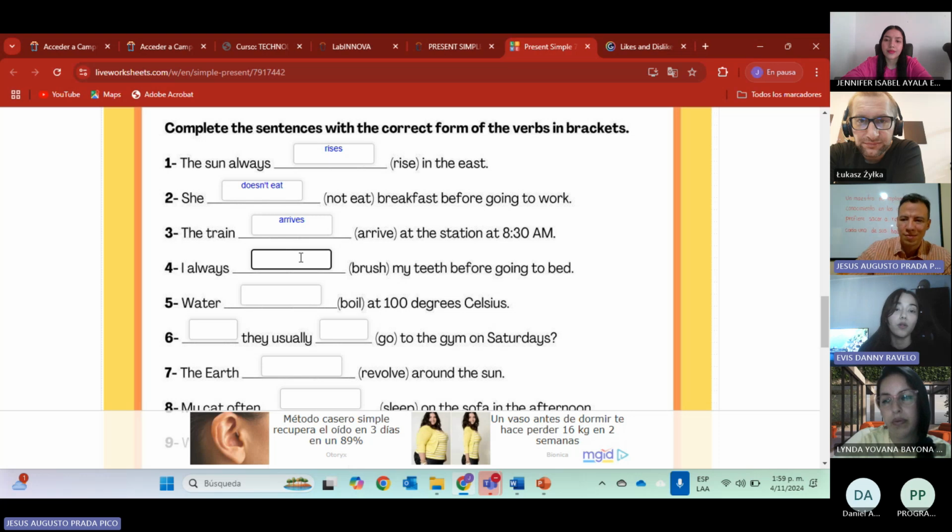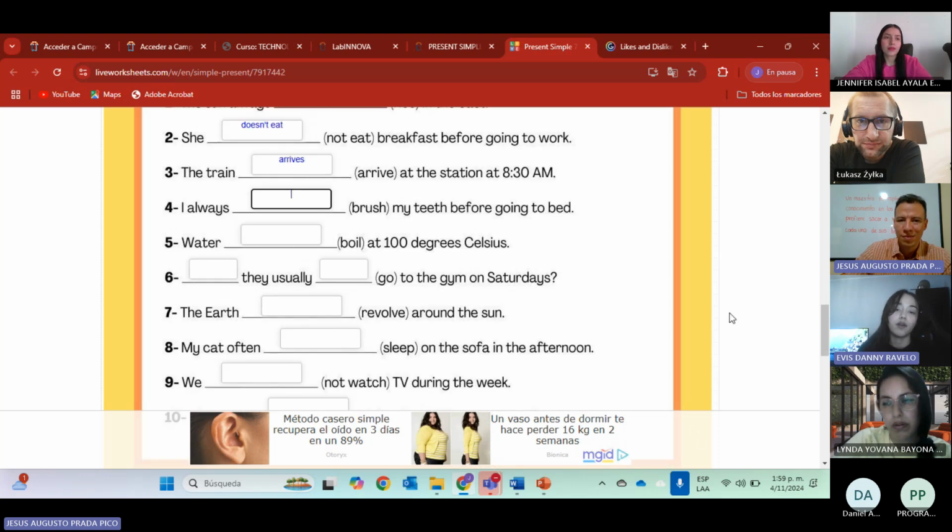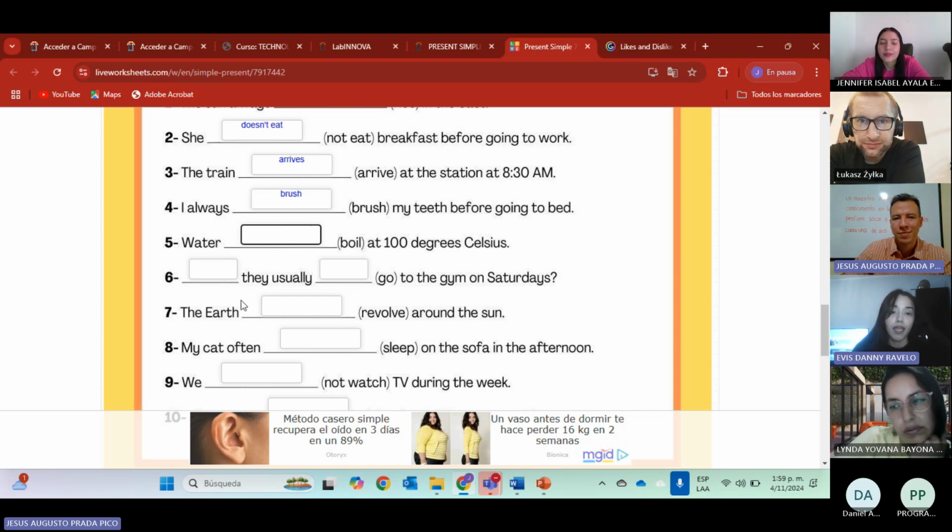Now I have a frequency verb adverb there. So how does the verb go? I always brush. Yes. So when you have the first person, you must leave the verb in the base form. Now, water what? The last one. Water boils at 100 degrees Celsius.